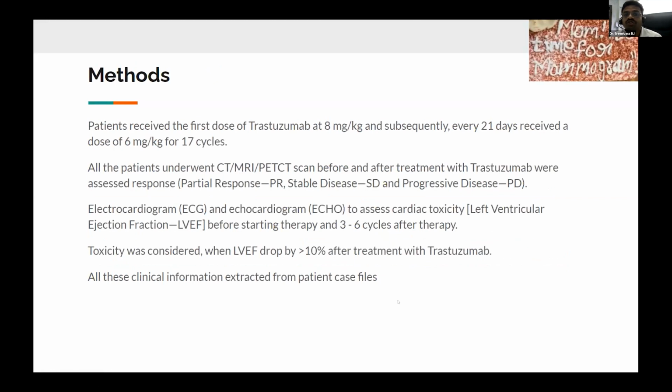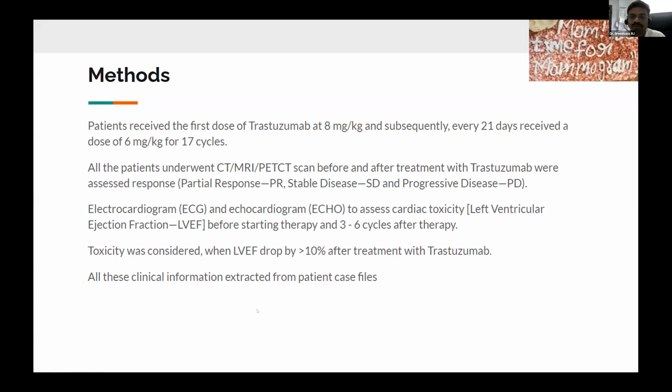Patients received a first dose of trastuzumab 8 mg per kg, and subsequently every 21 days a dose of 6 mg per kg for almost 17 cycles. All patients underwent imaging, including CT, MRI, PET CT depending upon metastatic status, before and after treatment, and response was assessed as partial response, stable disease or progressive disease. ECG and echo were recorded before starting and after 3 to 6 cycles of therapy to assess cardiac toxicity. Toxicity was considered when ejection fraction dropped by more than 10% after trastuzumab.